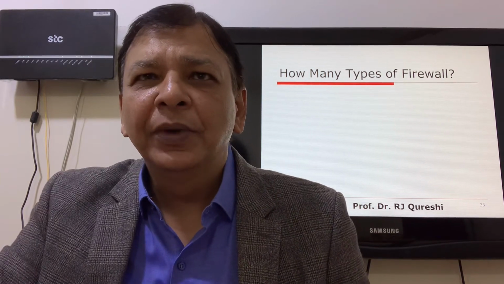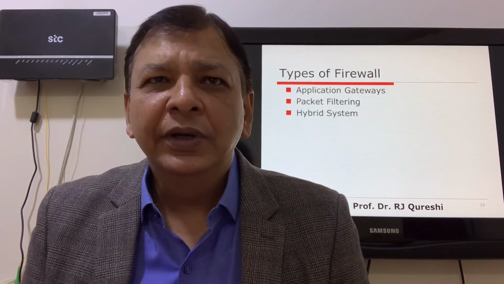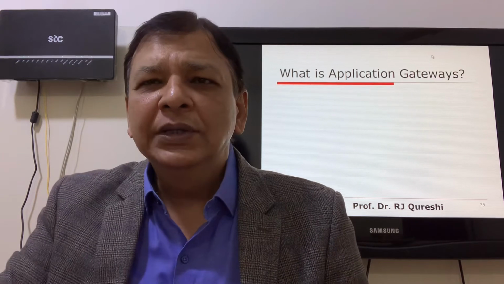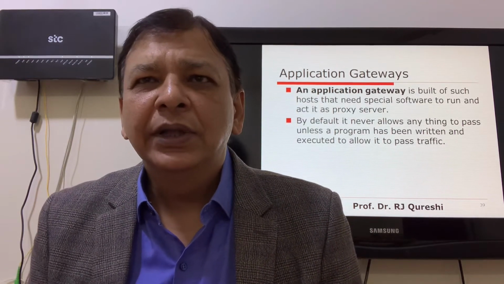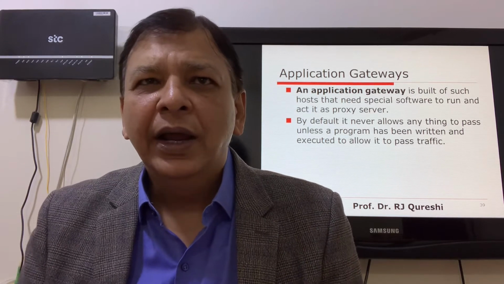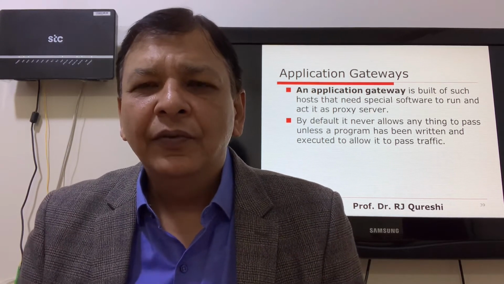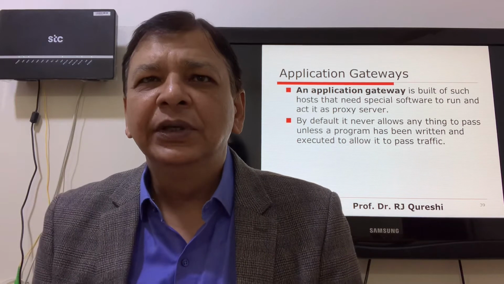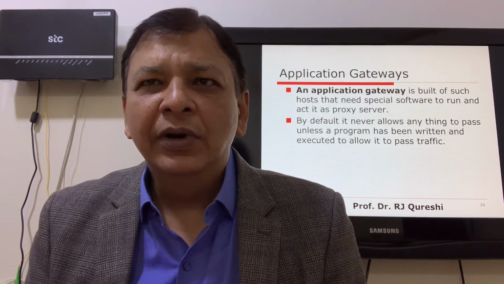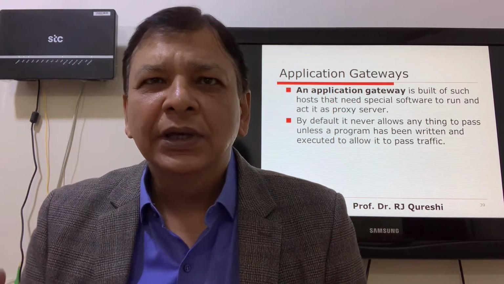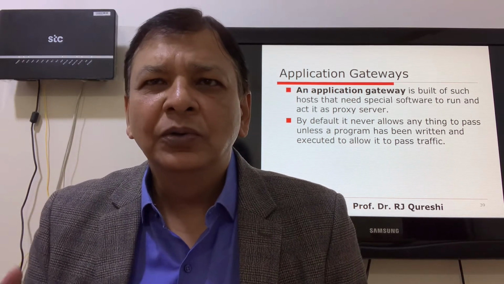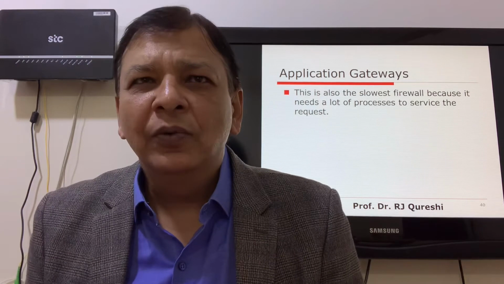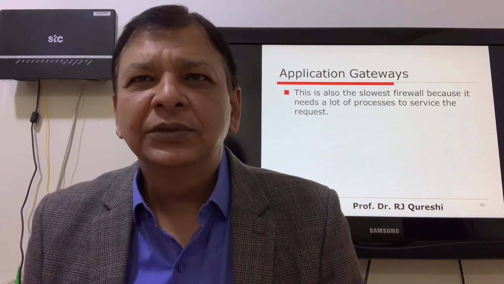How many types of firewall? That is the next topic. Application gateways, packet filtering, and hybrid systems. What is an application gateway? An application gateway is built of such hosts that need special software to run and act as a proxy server. We have the main server and we have the proxy. By default, it never allows anything to pass unless a program has been written and executed to allow the traffic to pass. This is the slowest firewall because it needs a lot of processes to service the request.